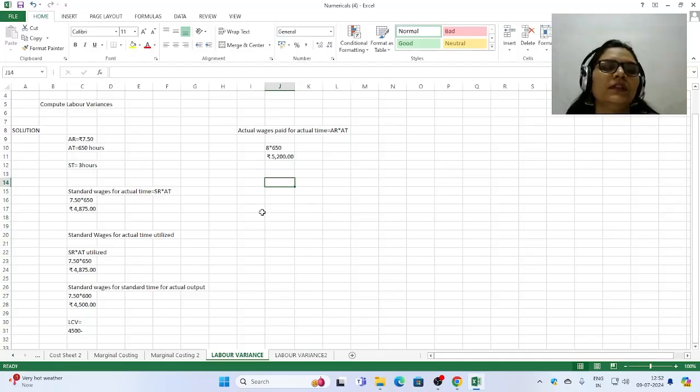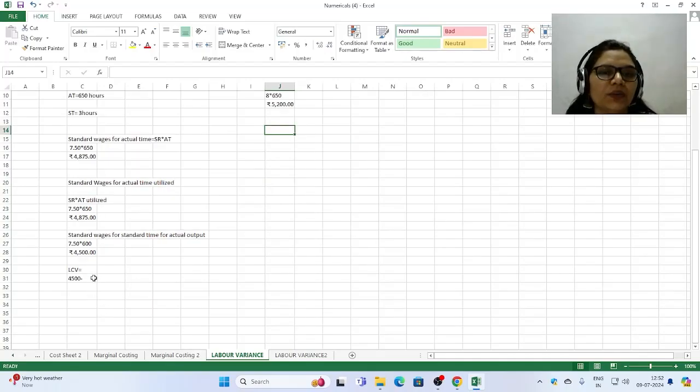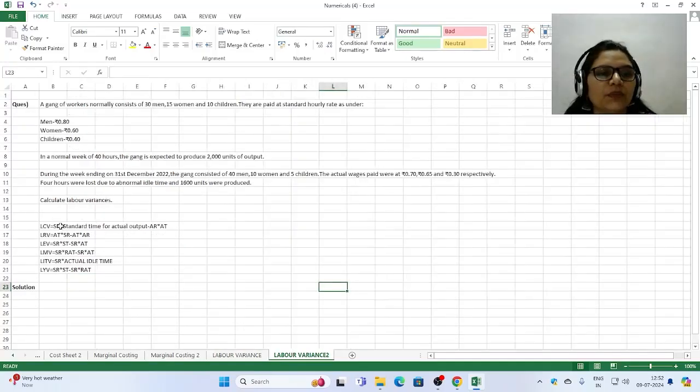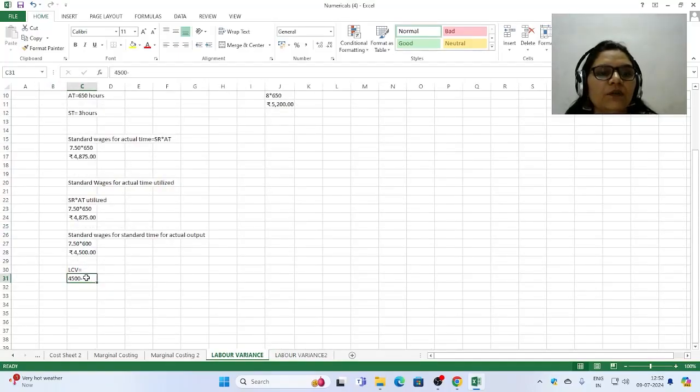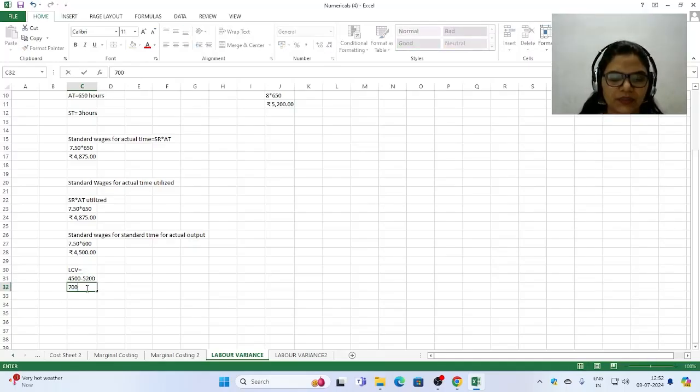Now, labor cost variance is equal to standard rate into standard time minus actual rate into actual time, as you can see from the formula. 4500 minus 5200, which will give you 700 adverse as the labor cost variance.